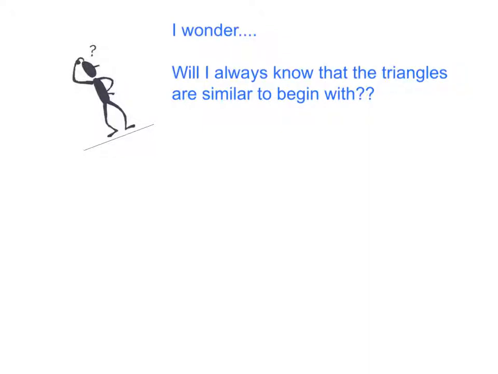Okay, finally, the last thing that you guys need to do before taking up your sheet to Mr. Wyman is to write down this question. There'll always be a question that you need to either reflect on or answer at the end of all these videos. And so the question for today is, I wonder, will I always know that the triangles are similar to begin with? In all the examples that we did today, we started with the knowledge, and all of them were the same shortcut, angle-angle similarity. Will I always know to begin with that the triangles are similar?